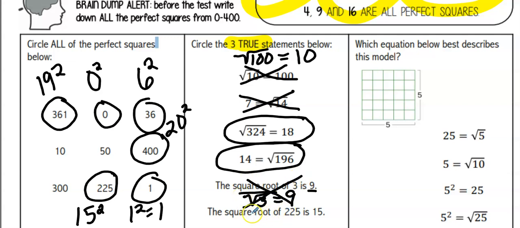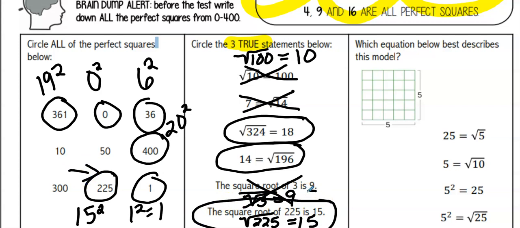And then the next one, the square root of 225 is equal to 15. And over here we had that one. So that one is also going to be true. So we have 3 correct answers listed.